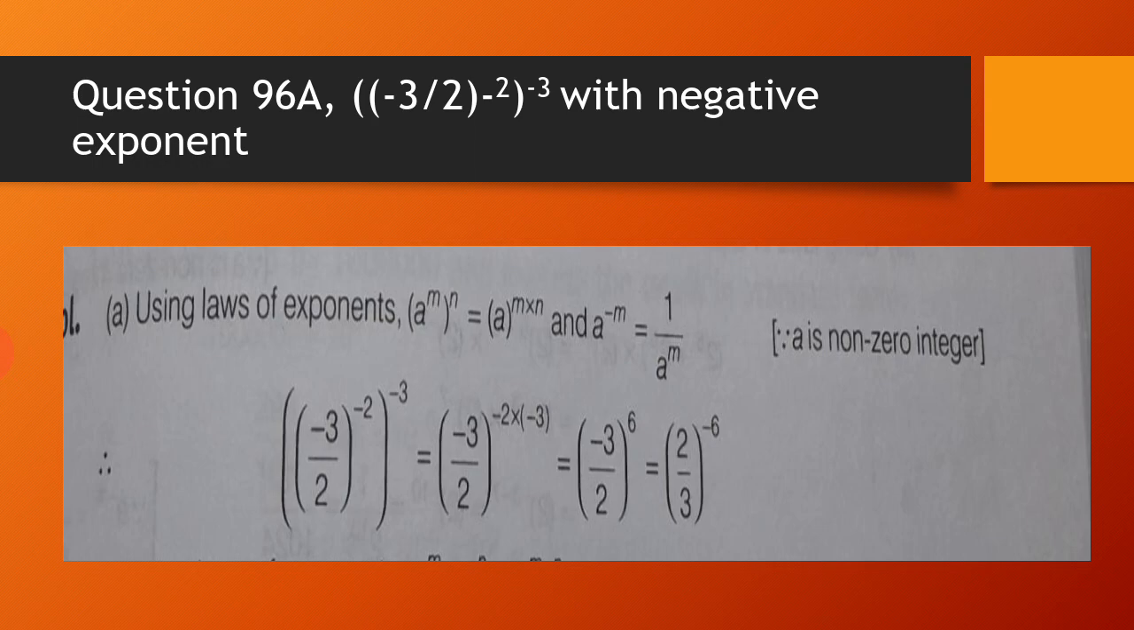But because they have asked us for a negative exponent, we need to change it into a negative exponent, that is 2 by minus 3 whole raised to power minus 6. Children, in this question answer, the minus 3 is missing. So please put it: minus 2 by 3 whole raised to power minus 6 is your answer.